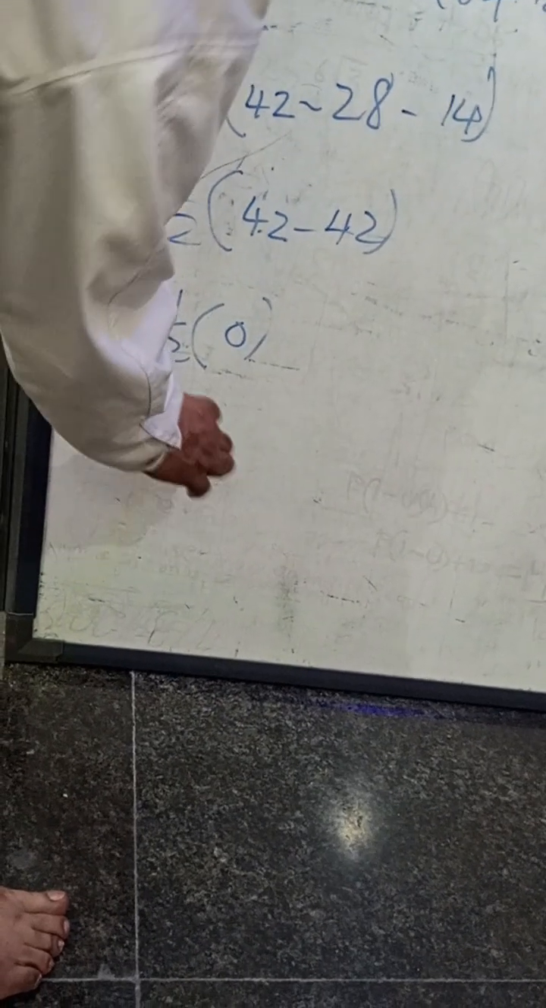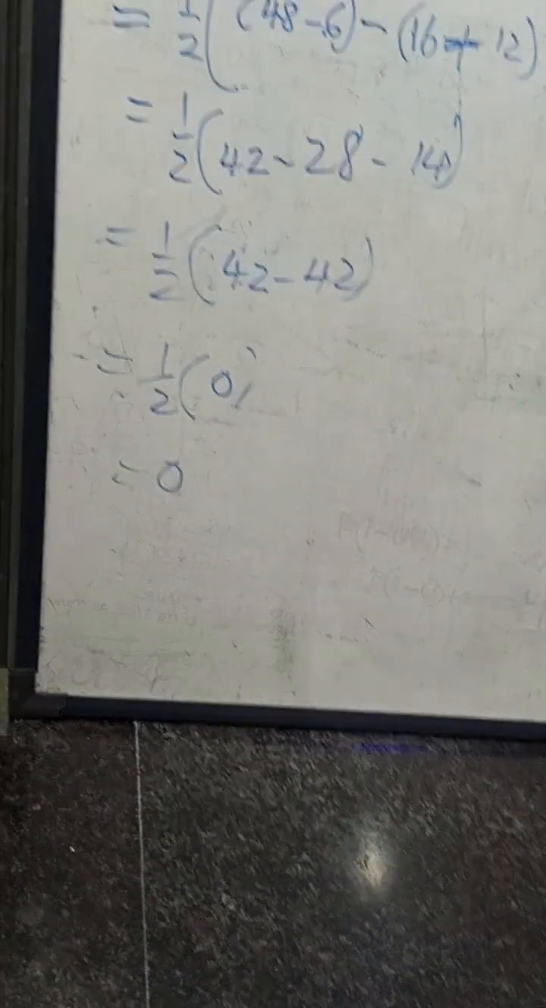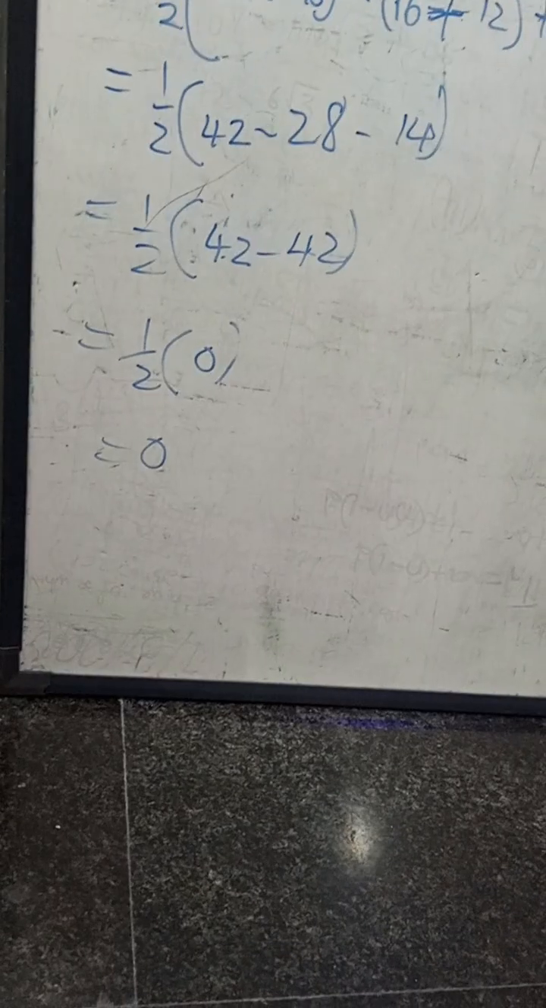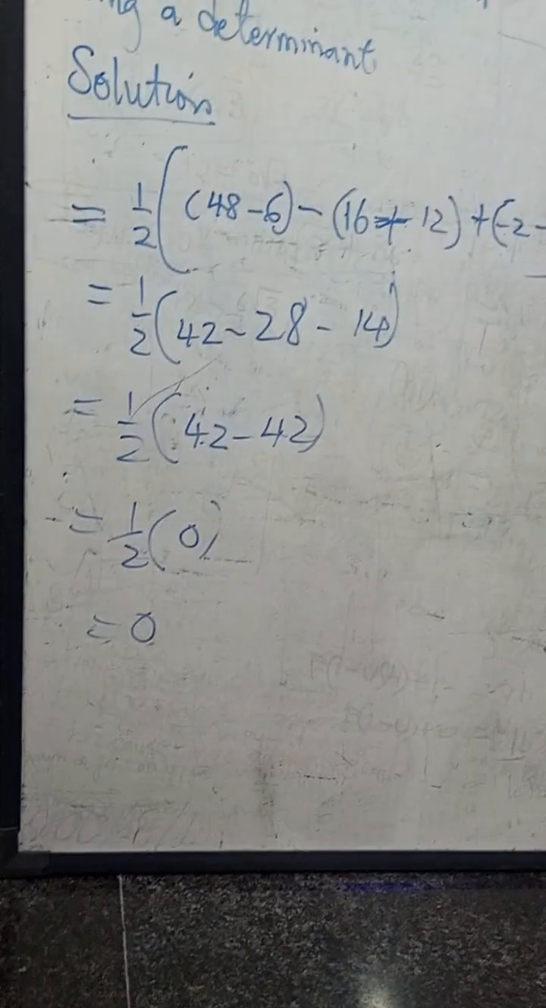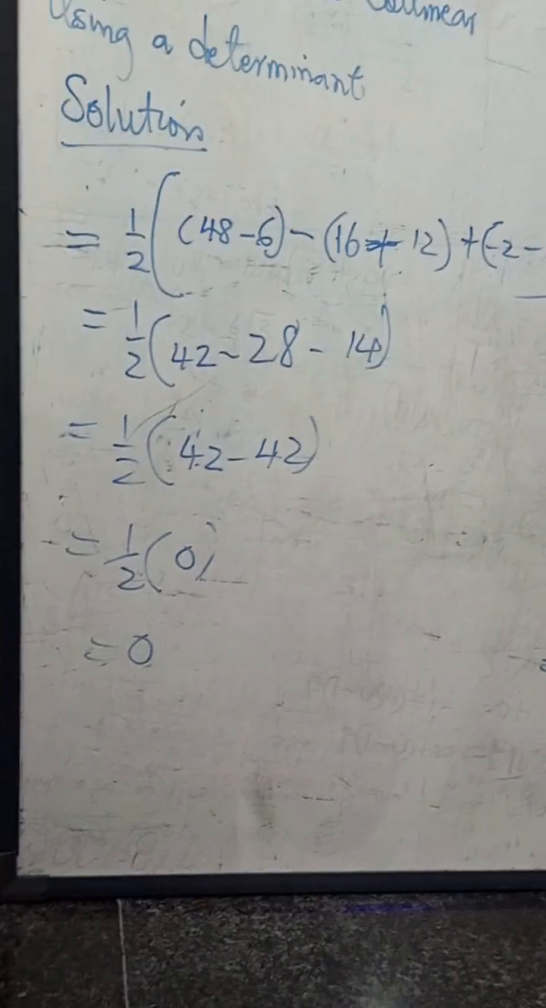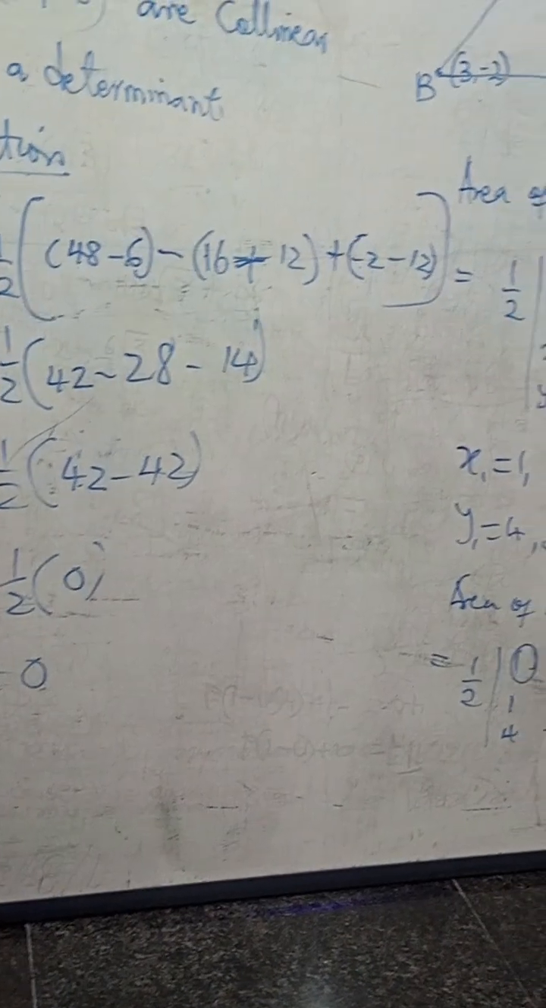Our answer is 0, which actually proves that the 3 points shown on the board are collinear, since the area of the triangle formed by the 3 points gives us the solution, the area as 0 square units.